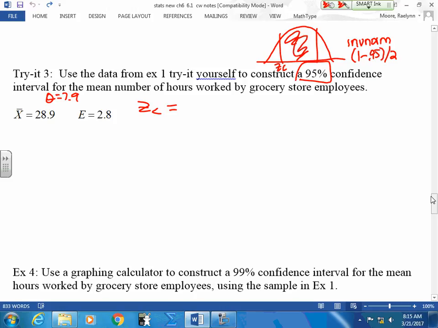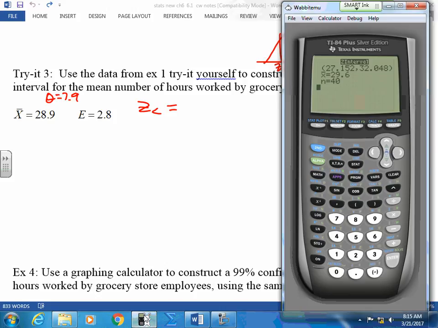Anybody? Come on, pull this up. Inverse norm. Put it in. There it is. I'm already in there. Paste. So I get a negative 1.96. What's my ZC? Positive 1.96. Good. I want the positive.